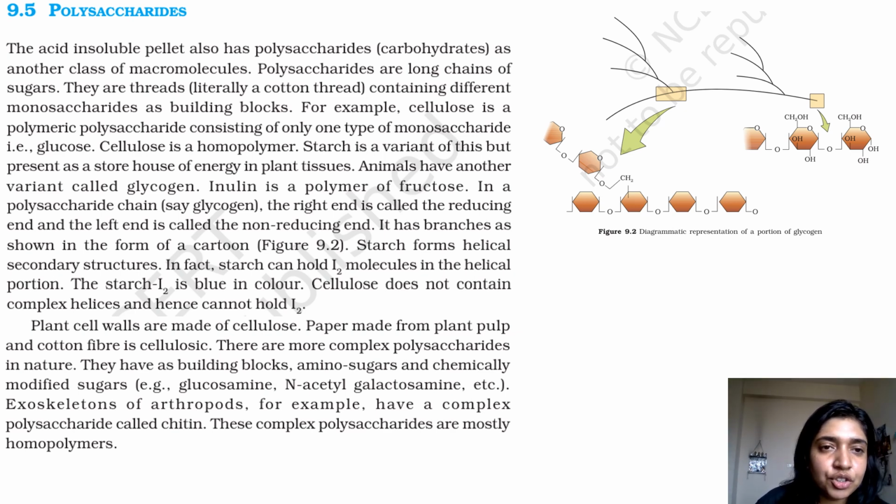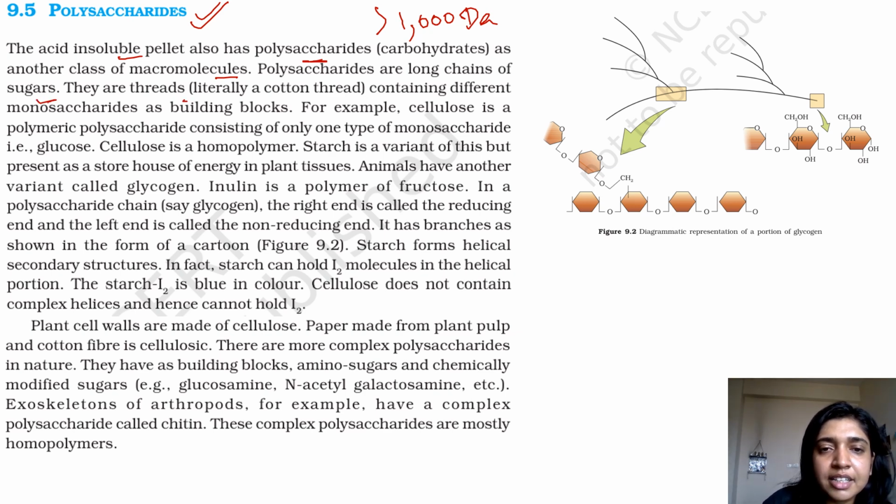All right, so let's talk about polysaccharides, like your sugar. The acid insoluble pellet also has polysaccharides. Once again revising, what was the acid insoluble pellet? Any molecule that was not passing through with the acid from the cheesecloth and which had molecular weight greater than 1000 Dalton. As another class of macromolecules, polysaccharides are long chains of sugars.